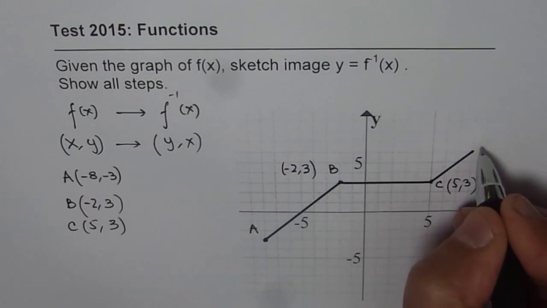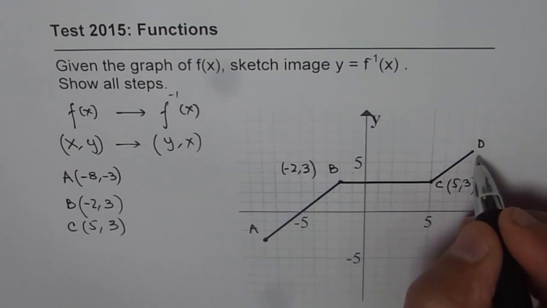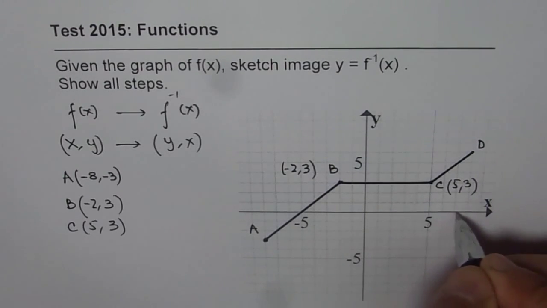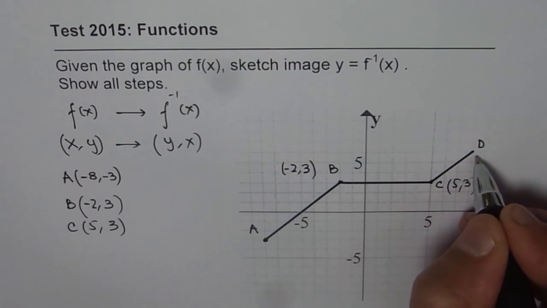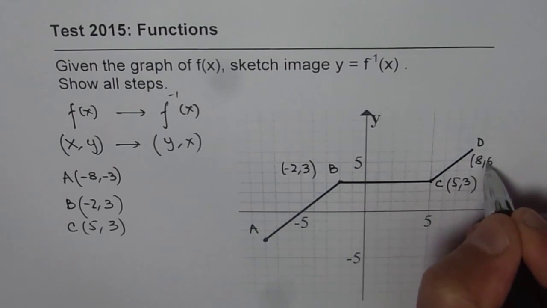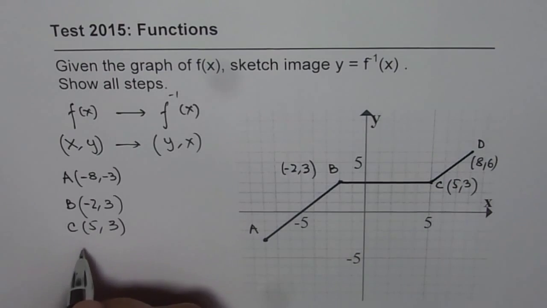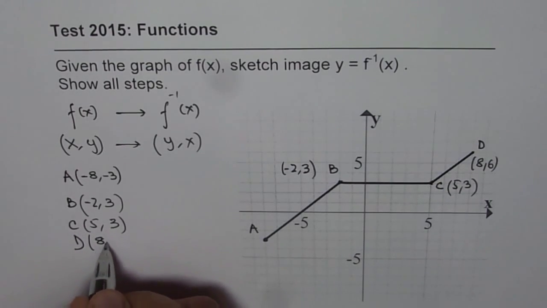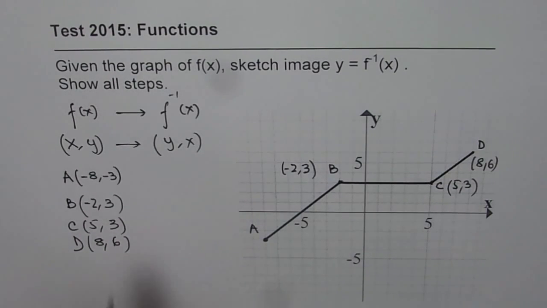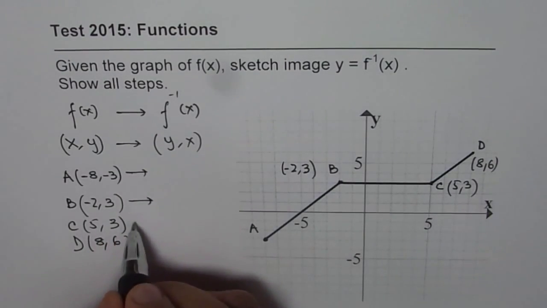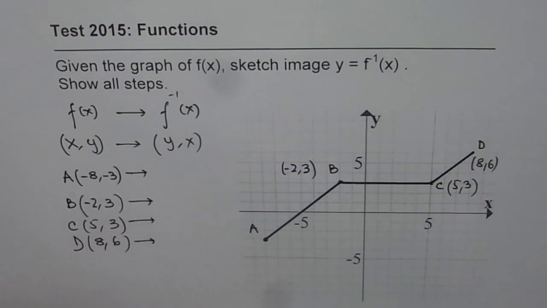And let this be D, right? So D will be how much? This is 5, 6, 7, 8 and 6. So D is 8 and 6 for us. So these points will get reflected, interchanged, I should say. And the second method will be to reflect the graph on x equals y. So the first method is swapping the points. X changes to y, y changes to x.